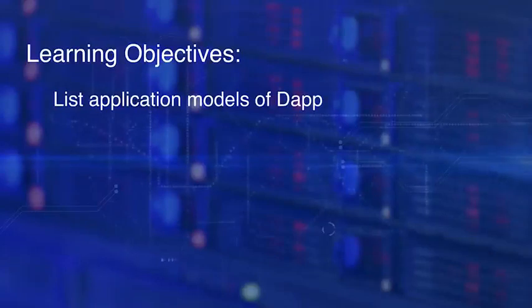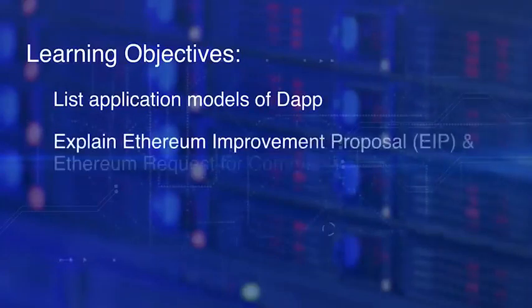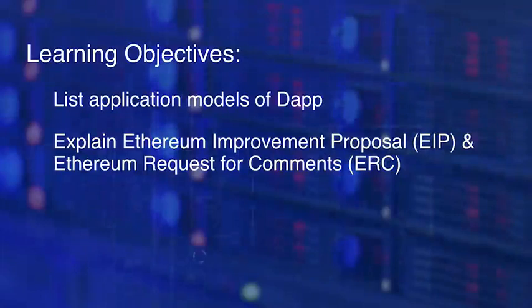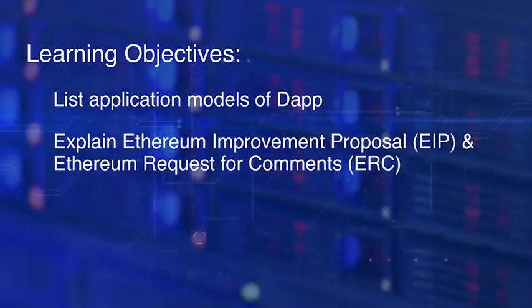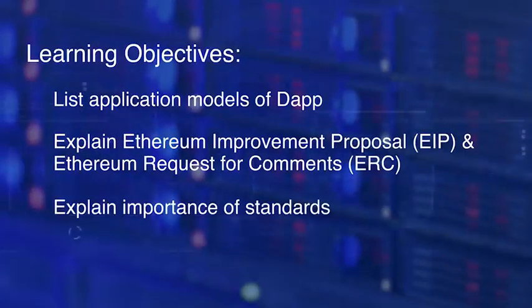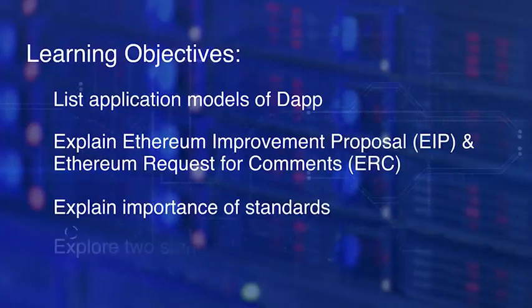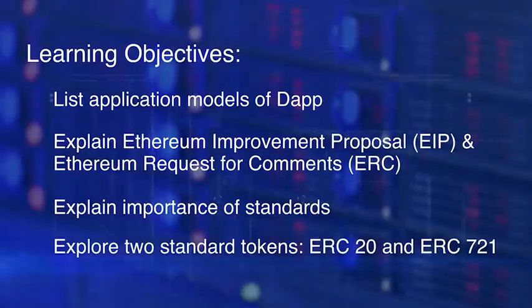On completion of the module, you will be able to list the different application models of DApp and explain Ethereum Improvement Proposal, EIP, and Ethereum Request for Comments frameworks. You will also be able to explain the importance of standards in a decentralized system and explore two standard tokens, ERC20 and ERC721.